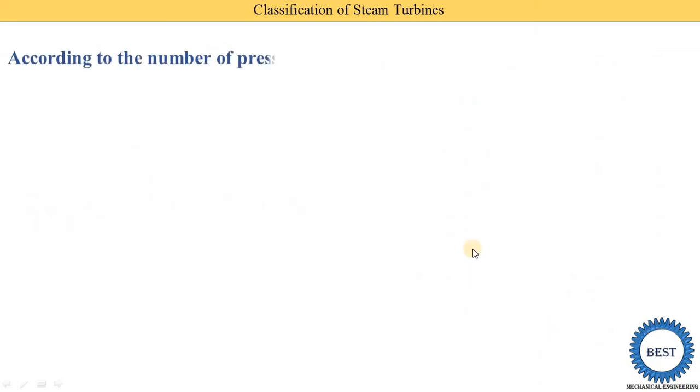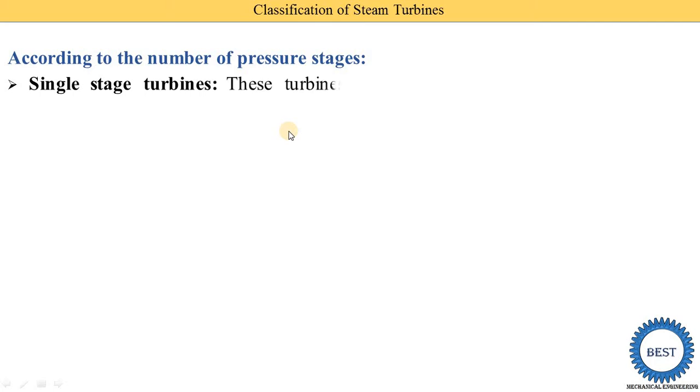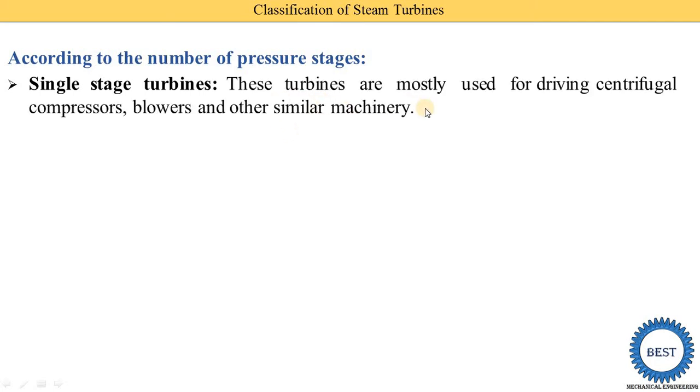Now the second classification is according to the number of pressure stages. According to number, the first one is the single stage turbine. These turbines are mostly used for driving centrifugal compressors, blowers and other similar machinery. Single stage turbine means in this turbine only a single stage is there, meaning the kinetic energy of the steam is utilized in just a single stage, meaning only one rotor is there. It is called the single stage turbine.